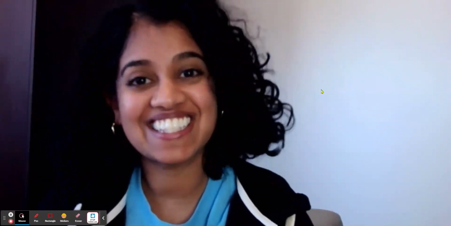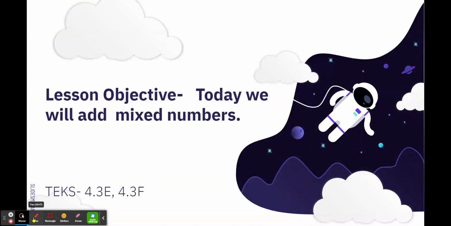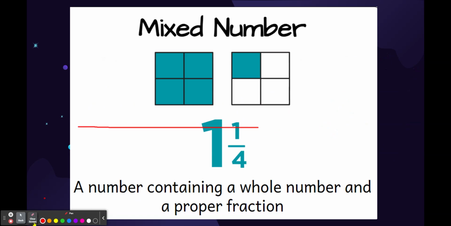Let's take a look at today's lesson objective. So today we will add mixed numbers. Before we get started, let's figure out what a mixed number is. A mixed number is a number containing a whole number and a proper fraction. So we are going to learn how to add mixed numbers.